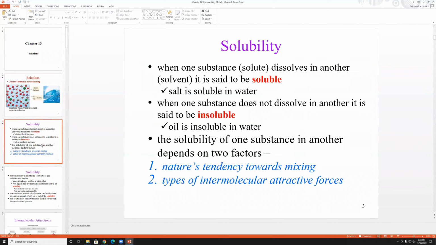Now, solubility. We know the solubility rules, we know how to tell if something is soluble, but what exactly does that mean? When one substance dissolves in another, it's said to be soluble. So this statement, I don't like this statement: salt is soluble in water.